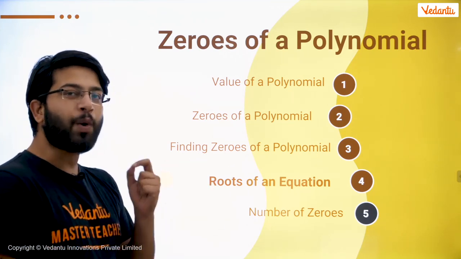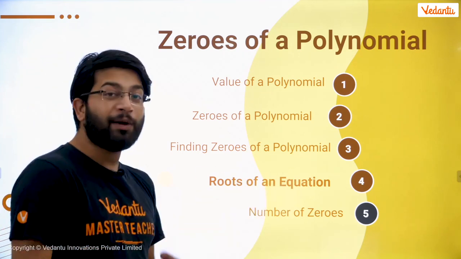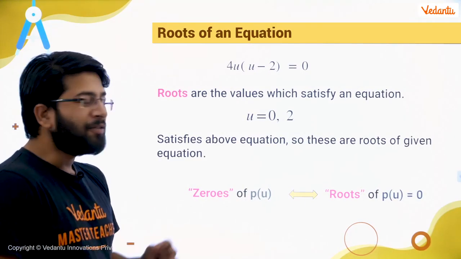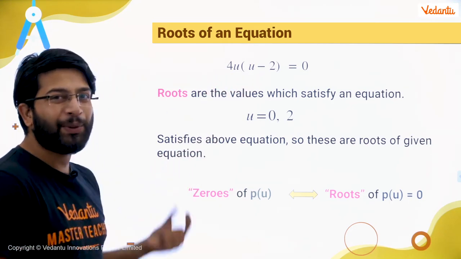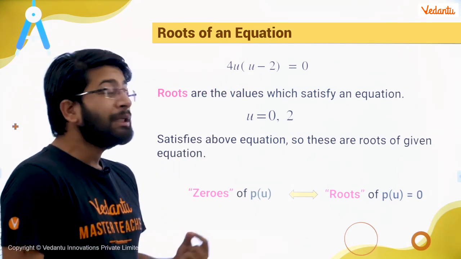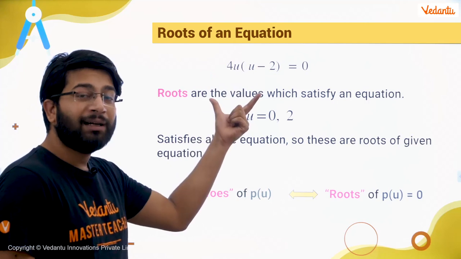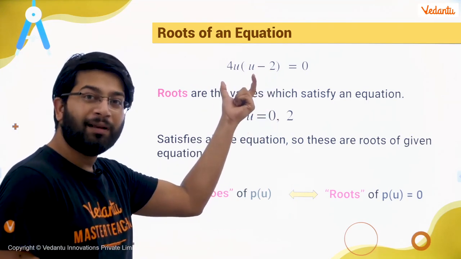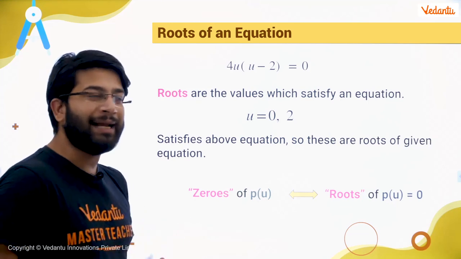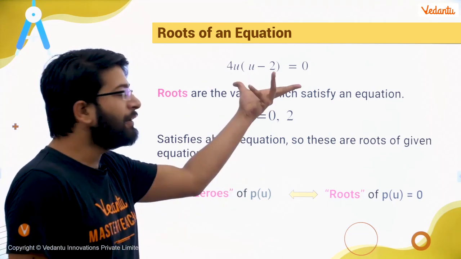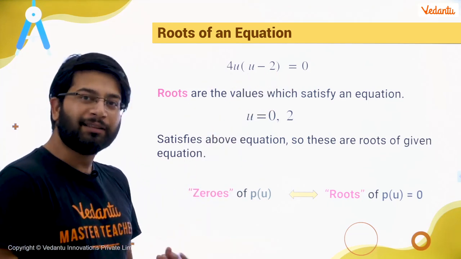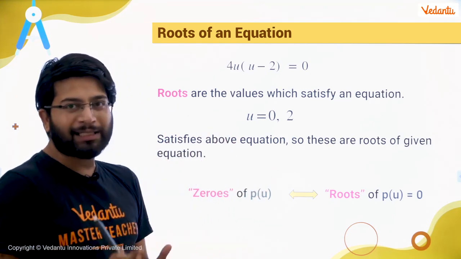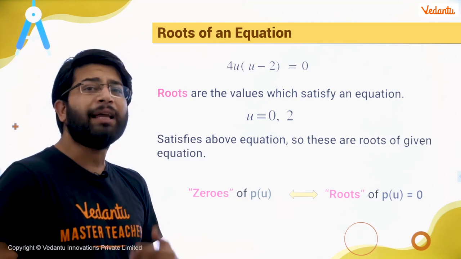So first of all, you have to understand what is the meaning of equation. Remember we had this polynomial 4u into u minus 2. But if I put an equality sign with this polynomial, this will become the equation. That's it. If after the polynomial you simply put the equality sign, that polynomial will become the equation.